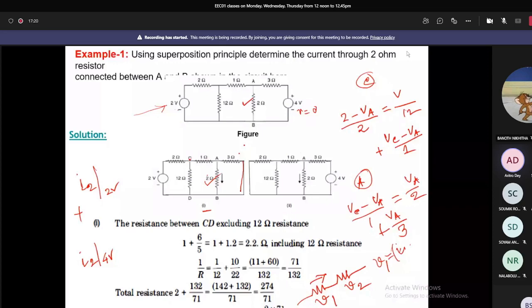I think they have followed the same approach. The way it is solved, it is taken from a book actually. So this is one approach. If you wish to, you can follow this.